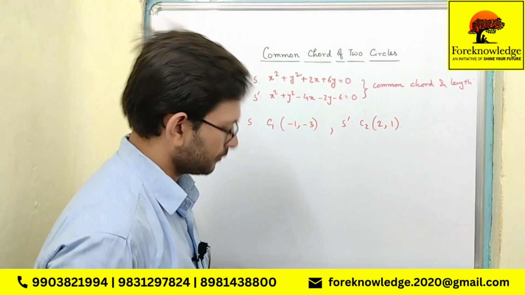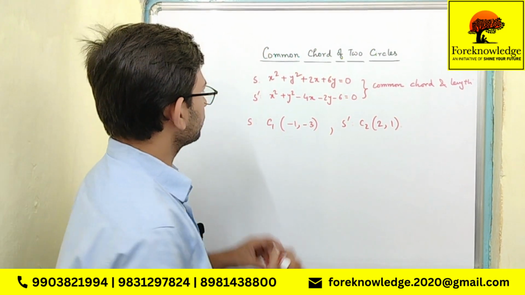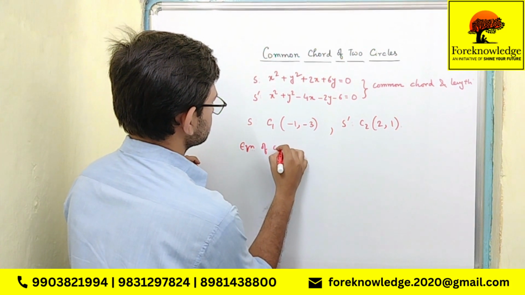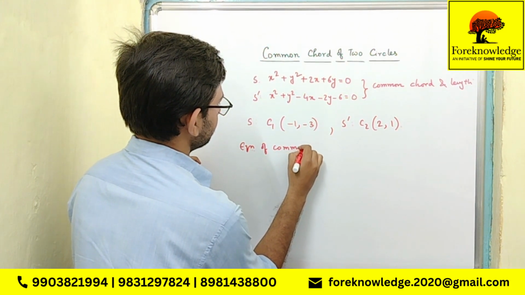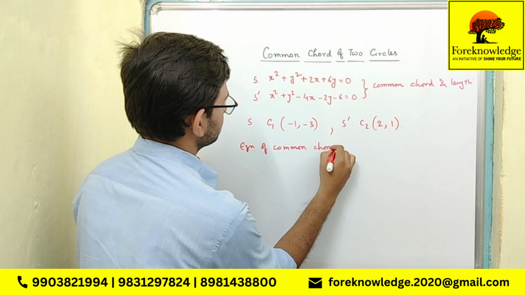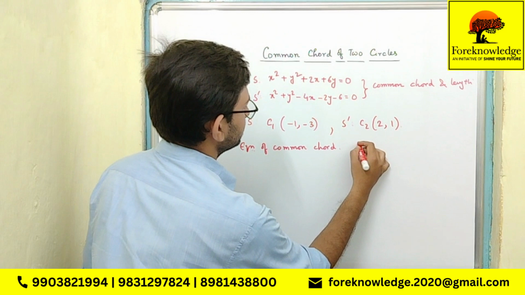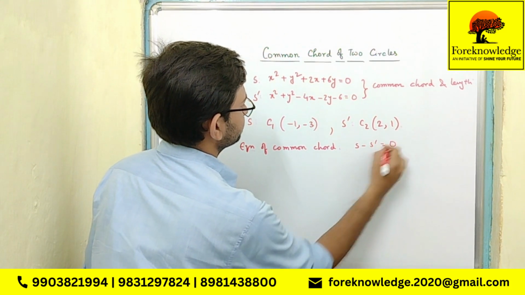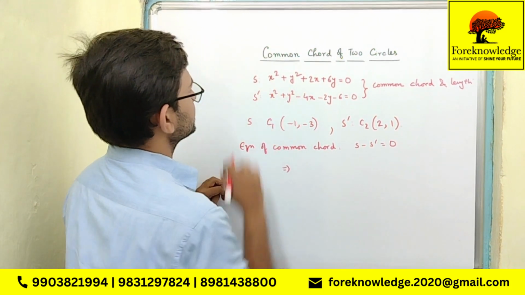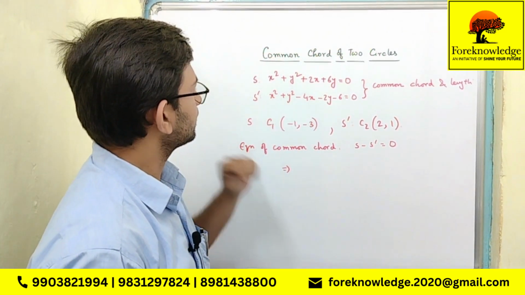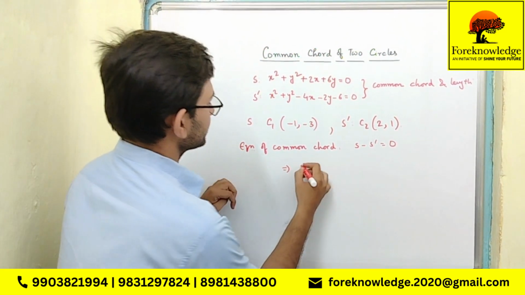Fine. Now, what is the equation of the common chord? The equation of the common chord will be S minus S dash equal to 0. So this minus this. x square and y square will be cancelled. So 2x minus of minus 4x, that means 6x.